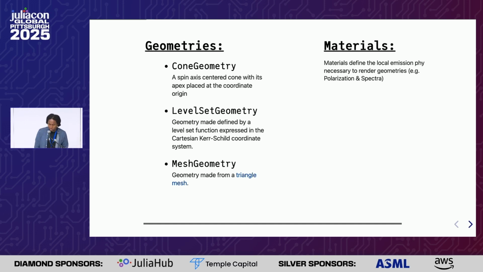In Krang, there are three main geometries that have been implemented so far. There's the conical geometry, which I'll show the reason for later on. There's also the level set geometry, which is a more generalized version of the conical geometry. And then there's the mesh geometry, where you can import an STL file like one would use for 3D printing, and it just drops it in the Kerr spacetime, and you can ray trace that. So if you have some weird accretion flow around a black hole, you could design something strange in order to model that. The materials in general just define the local emission physics necessary to render the geometries on the screen.